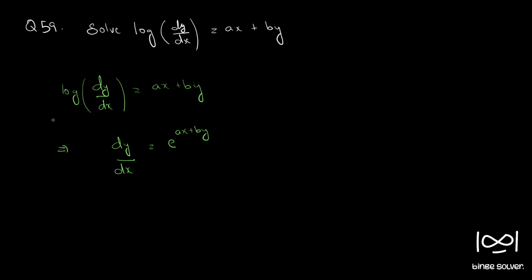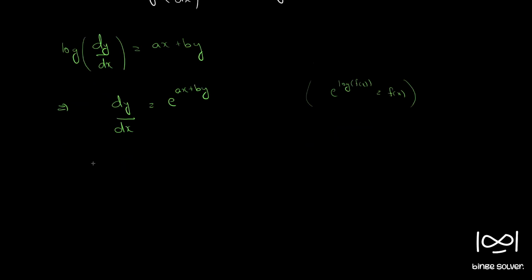We take e to the power on both sides, that is e raised to, remember, e raised to log f of x is equal to f of x. We use this, and dy by dx is equal to e raised to ax plus by.